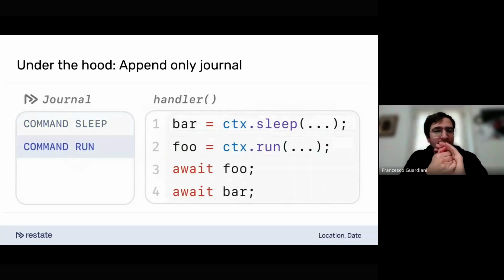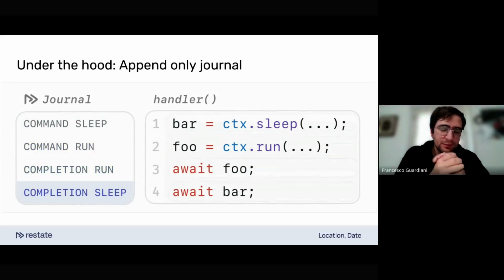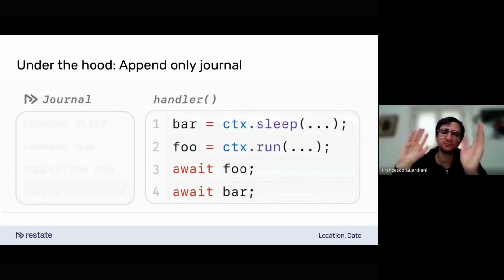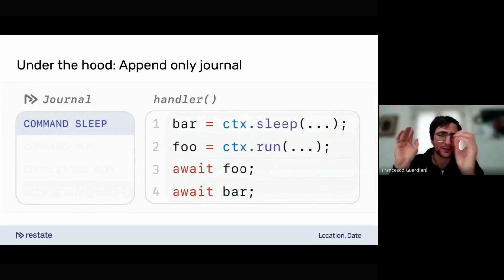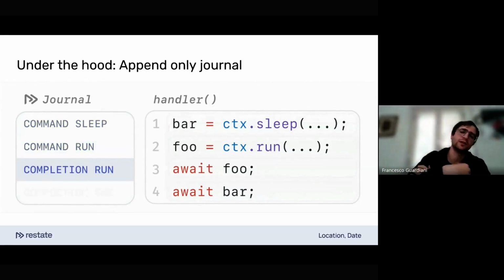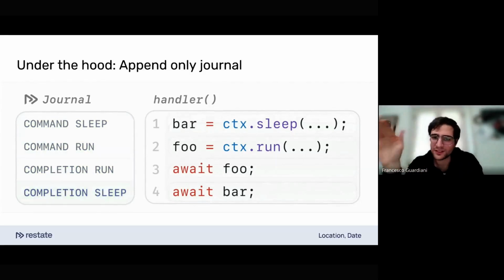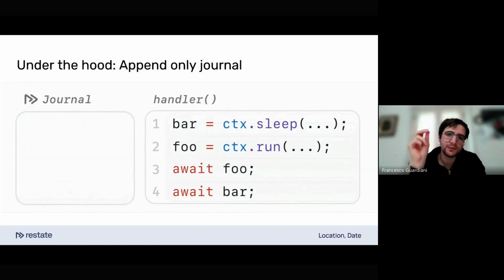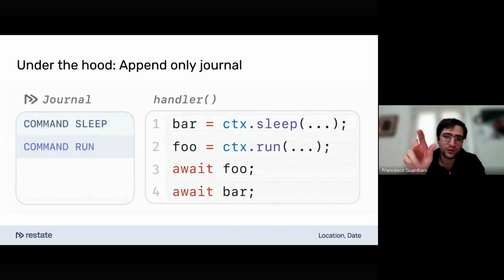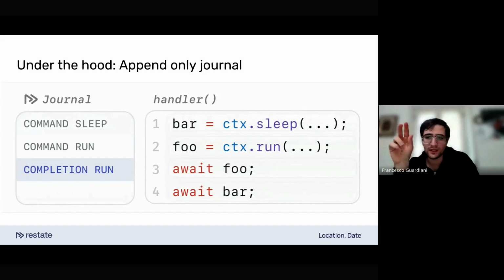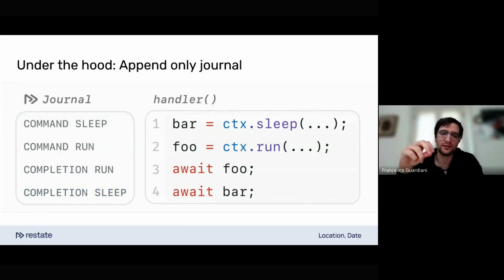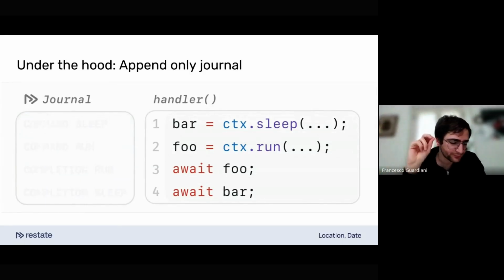And I want to show you a little bit of an animation of how this works. You see on the right, you have code. You can imagine this being TypeScript, but it works the same with all the other languages. We do a context sleep, which returns me a future. Then I do context run, which returns me a future. Then I await the context run, and then I await the context sleep.